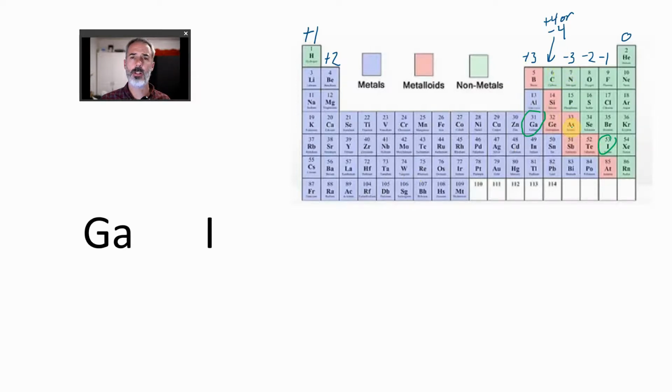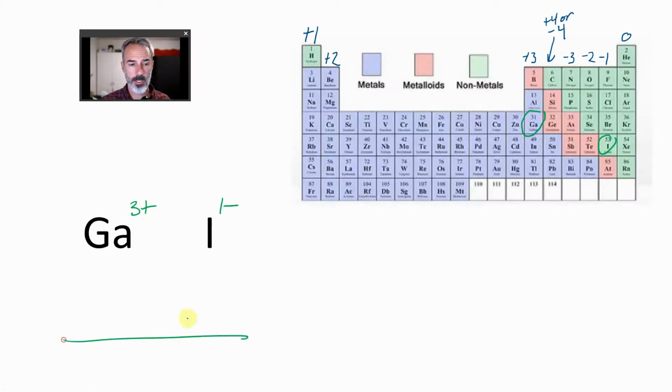So if I find arsenic, I'll do -3. Oxygen's column is -2, so if you have selenium, you'd say it's -2. And fluorine's column is -1, and of course the noble gases are 0 because they don't gain or lose electrons. All right, so gallium's right here. According to this chart, it has a charge of 3+. Iodine has a charge of 1-. Now I want you to write the formula and type it in.